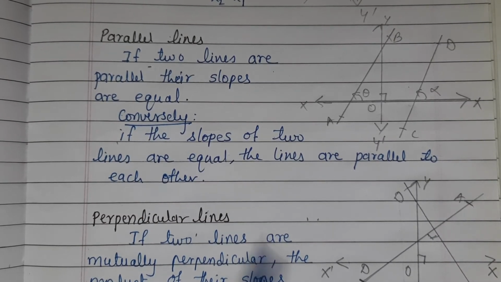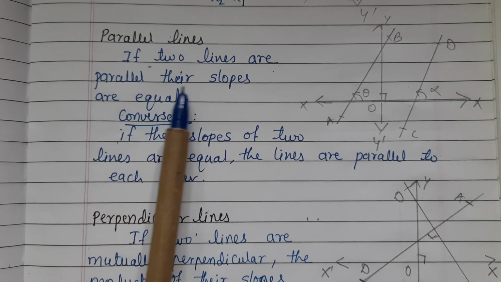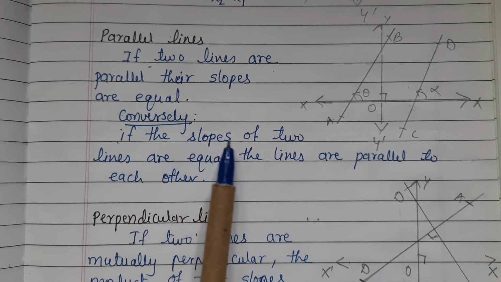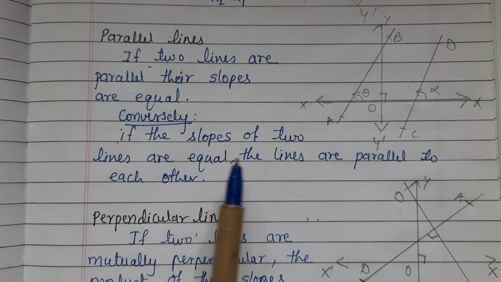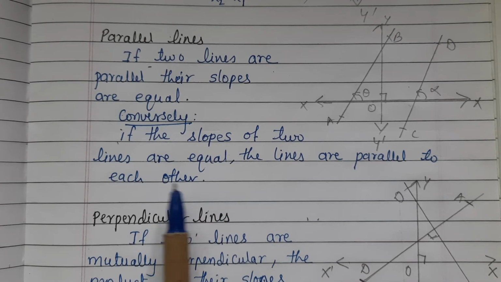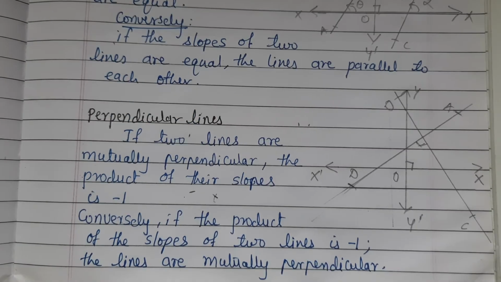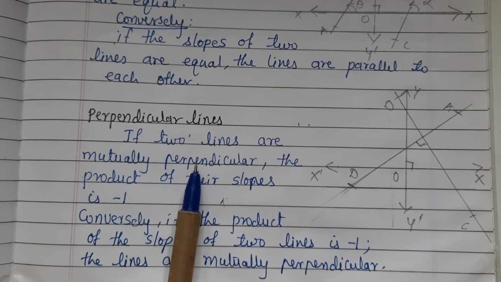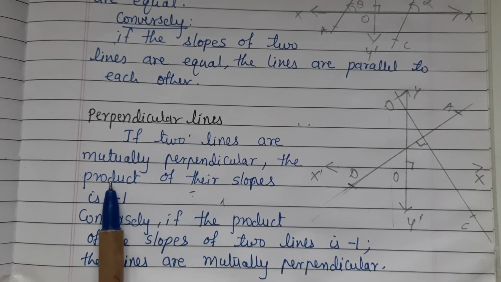Parallel lines. If two lines are parallel, their slopes are equal. Conversely, if the slopes of two lines are equal, the lines are parallel to each other. Perpendicular lines. If two lines are mutually perpendicular, the product of their slopes is minus 1. Conversely, if the product of the slopes of two lines is minus 1, the lines are mutually perpendicular.